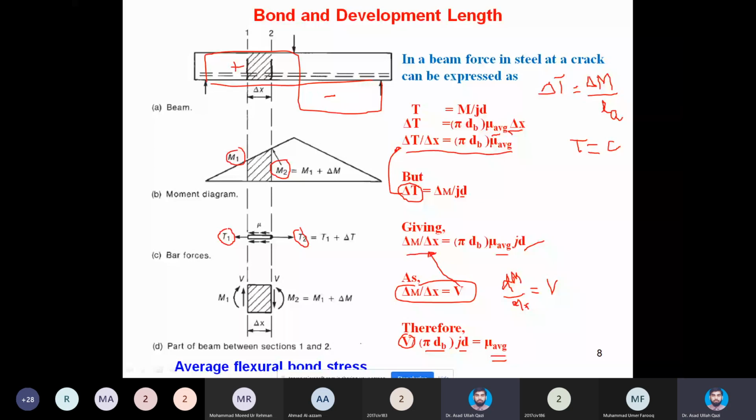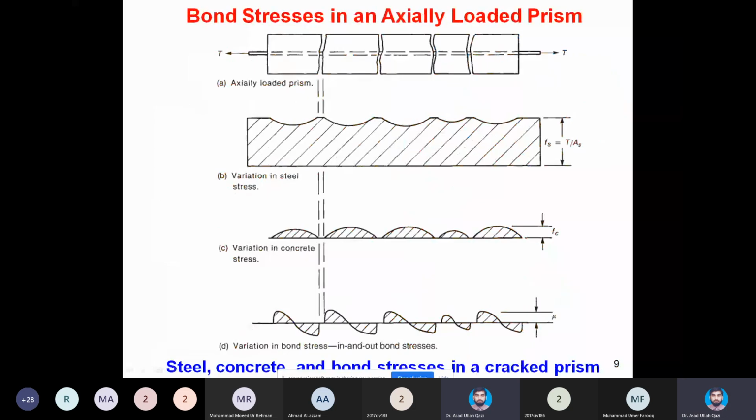Another simple test which can further help us understand the behavior of the bond stresses in reinforced concrete. Now look at the simple axially loaded prism which has the reinforcing bar at its geometric center, and you are subjecting that prism to axial tension by gripping the steel in the jaws of the machine, like a UTM you can use in the test flow lab or in the strength of materials lab.